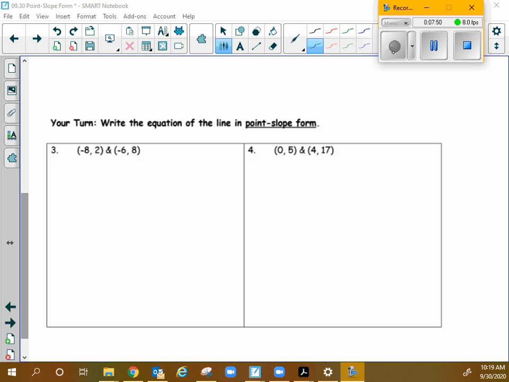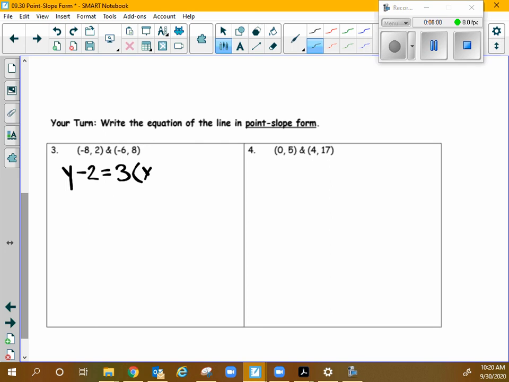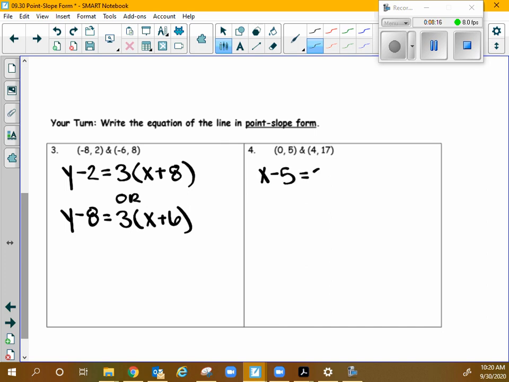I've tried to spot check everybody, but just to double check your own paper, there were 2 answers possible for each one. So you could have had that or that. And in this scenario, that's fine. But if you take 0 from anything, does it change it?